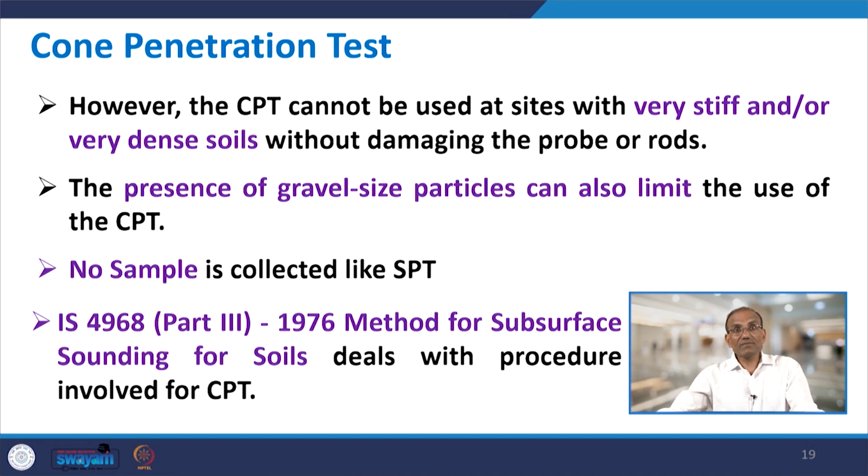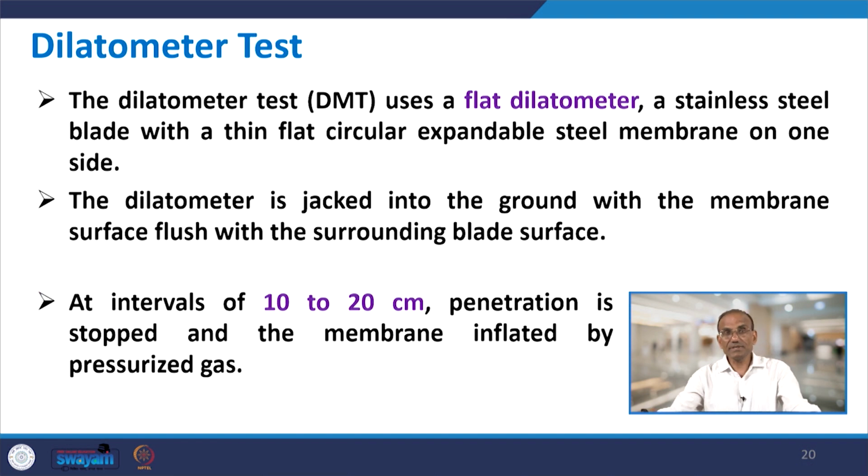The presence of gravel size particles can also limit the use of the CPT. If you have large gravels, it is difficult, and no sample is collected like what is done in SPT. Like SPT, there is also an IS code for the CPT: IS 4968 part 3 of 1976, which is the method for subsurface sounding for soils, which involves CPT. So, this was about CPT.